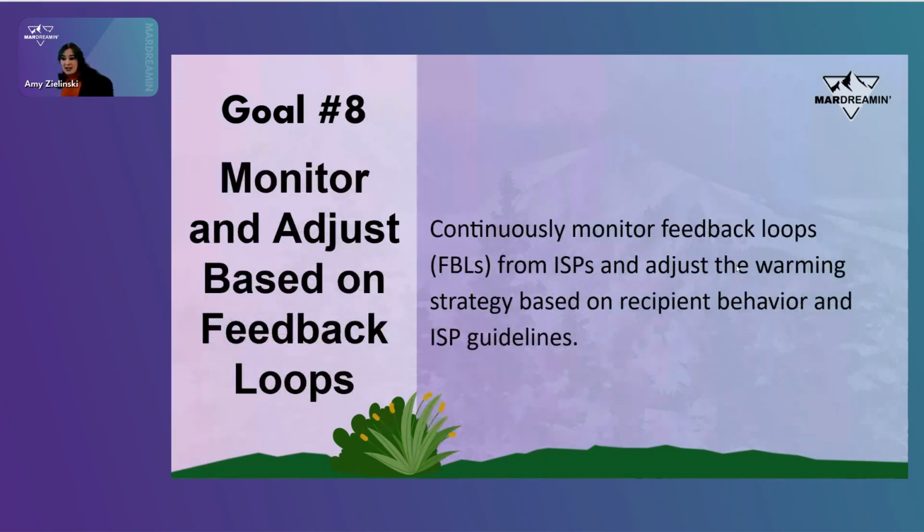Number 8 is to monitor and adjust based on feedback loops. Feedback loops are provided by the ESPs and ISPs specifically. You can visit their websites to check the feedback loops and see how your IP is performing with that specific group. This is something that I know Google definitely offers, and it is a very easy tool to take advantage of. Something you should consider doing is signing up for those feedback loops during the warming process.